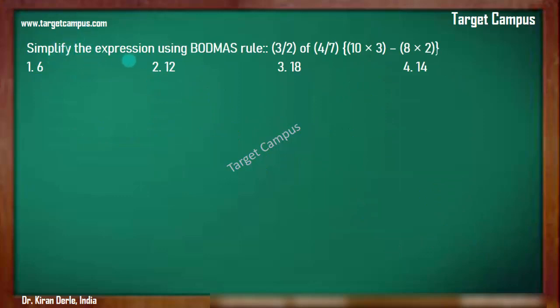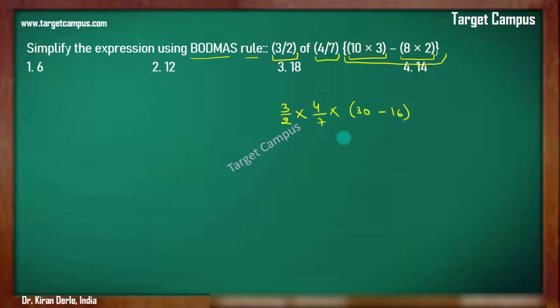Okay, simplify the expression using BODMAS rule. So you have to first do these brackets, right? This bracket first, in fact this bracket first. In this curly bracket, you have to solve this bracket first, right? So this bracket is 10 into 3, that is 30, minus this bracket gives us 16, right? 16.